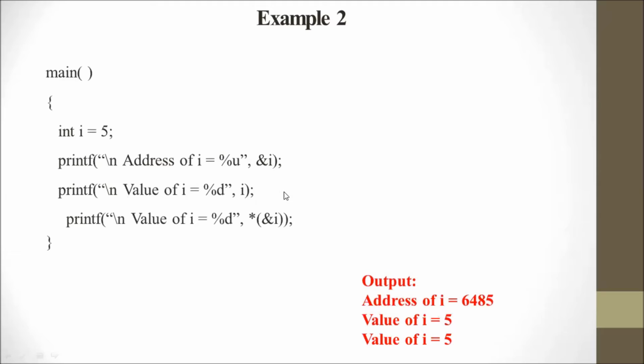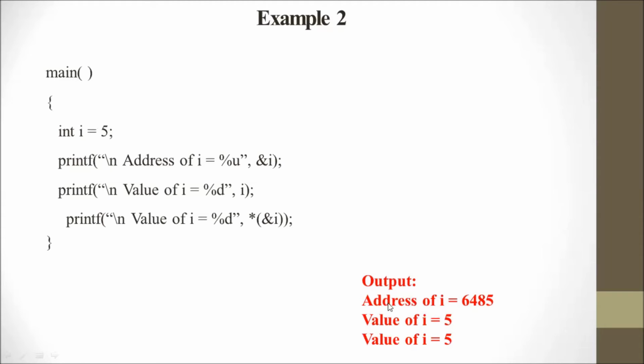Another example, so we understand deeply how pointers work. In this example we use int i equal to 5. Here printf address of i. The first printf will print the address of i. In the output we can see address of i equal to 6485. So this is the address of i, and in the second statement, value of i equal to i, the second statement will print the actual value of i.